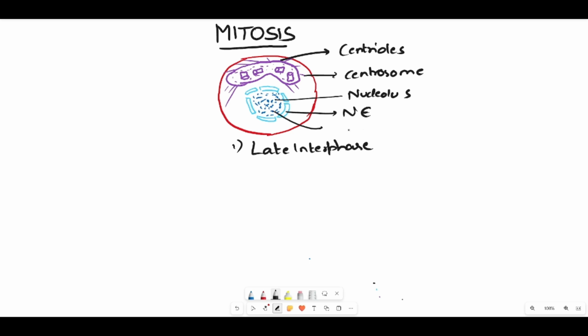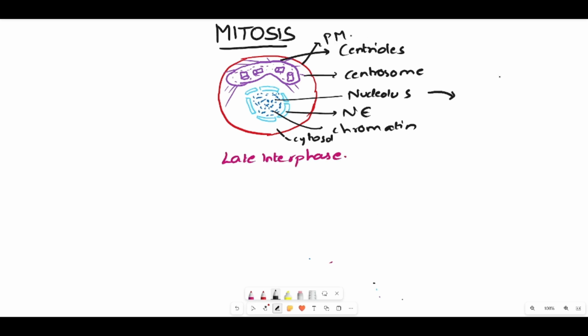We can also see parts like chromatin, and the outer part is called the cytosol. The outer membrane is called the plasma membrane. So now let's start the first phase, which is called prophase.